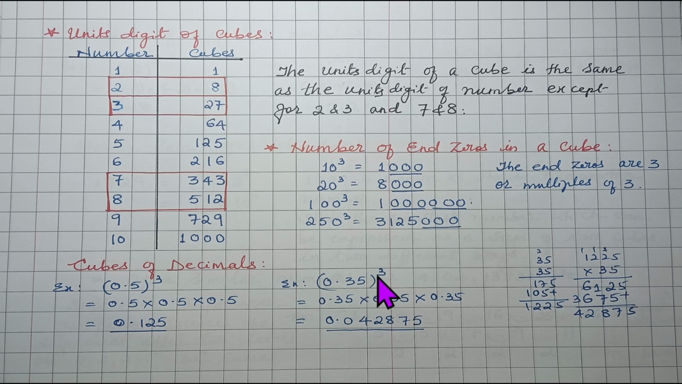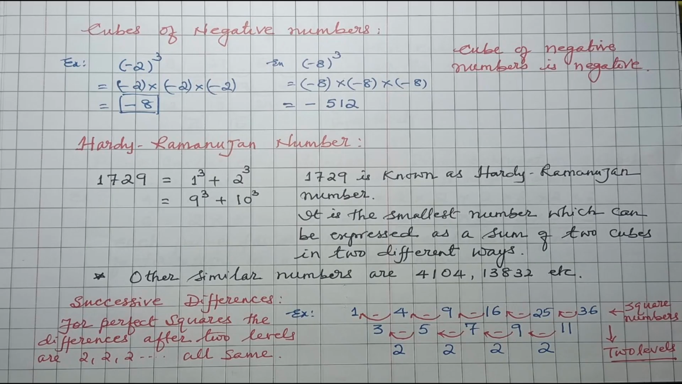Now if you take 0.35 cube, find the cube of 35. It becomes 42875. Count the number of places to put the decimal point. So 0.35 has 2 decimal places, so you have to put it after 6 places: 1, 2, 3, 4, 5, 6. Put a 0 there and put a decimal point. So the answer for 0.35 cube is 0.042875. So that is a simple method again.